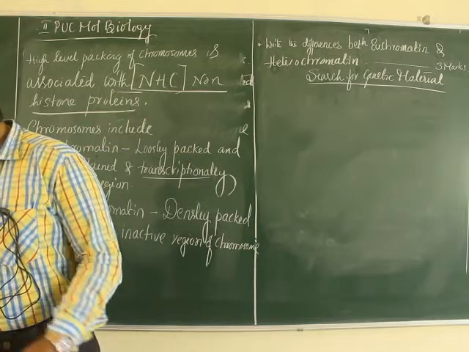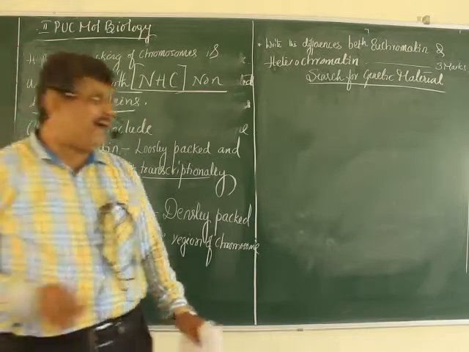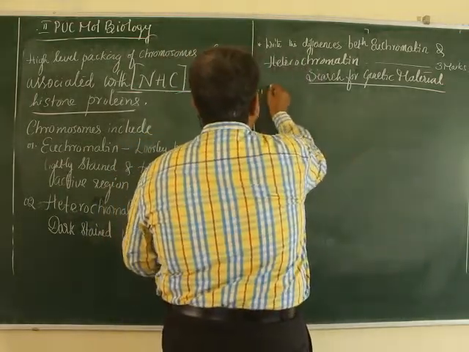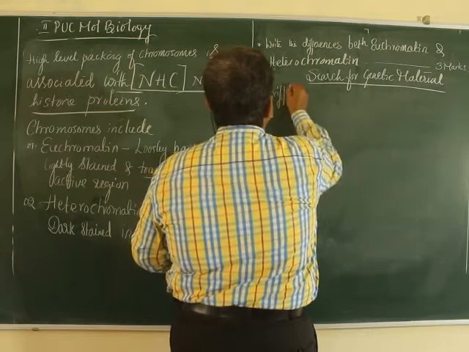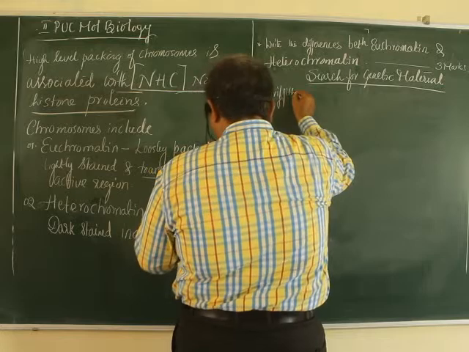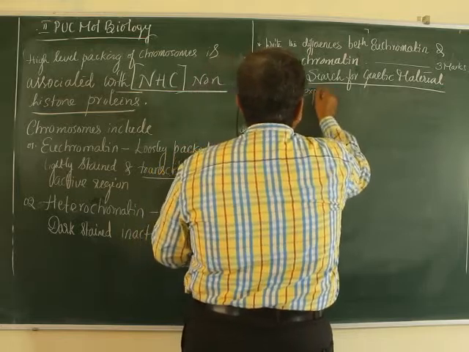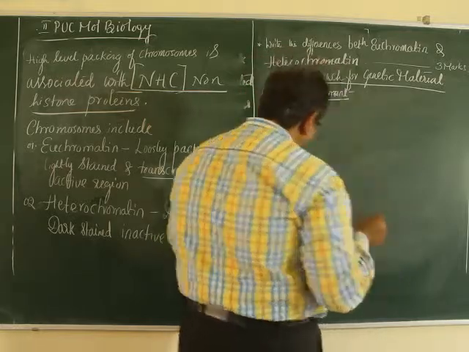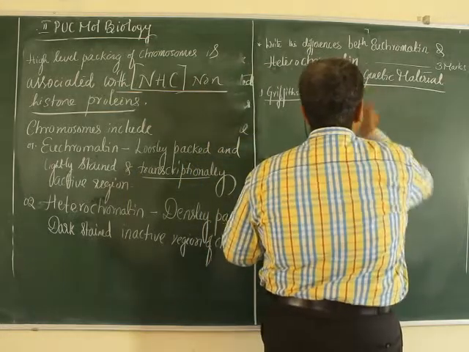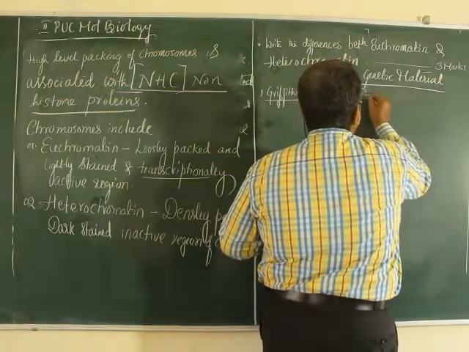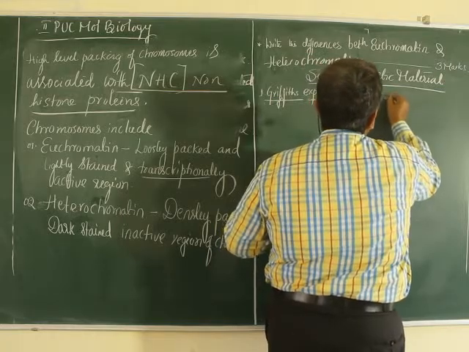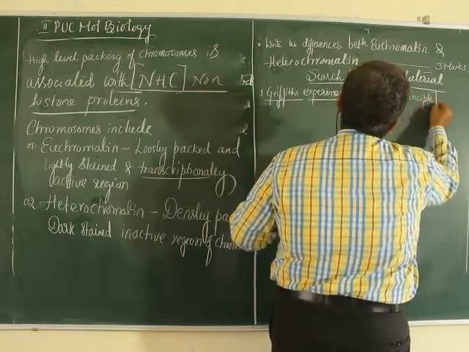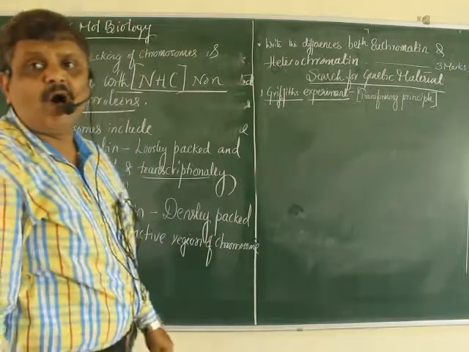During that time, a scientist called Griffith accidentally conducted one experiment. Griffith's experiment is based on the transforming principle.